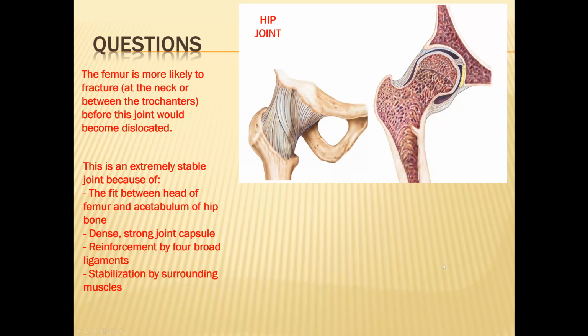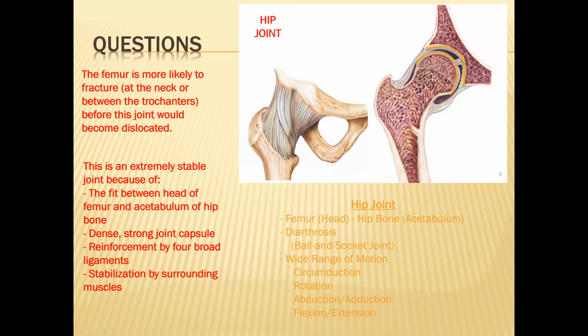And the reason is that this is an extremely stable joint, and that is because you have a really tight fit between the head of the femur and the acetabulum of the hip bone. You also have a very dense, strong joint capsule that surrounds this joint. It is also reinforced by 4 very broad ligaments that wrap around the joint. And then there are a lot of muscles that surround this joint and also help stabilize it. So all of these together mean that this is a very stable joint, and you're more likely to break the bone than dislocate the joint.